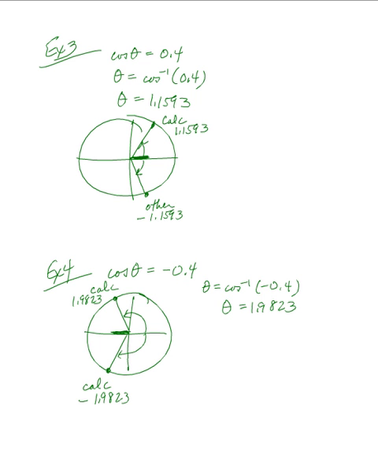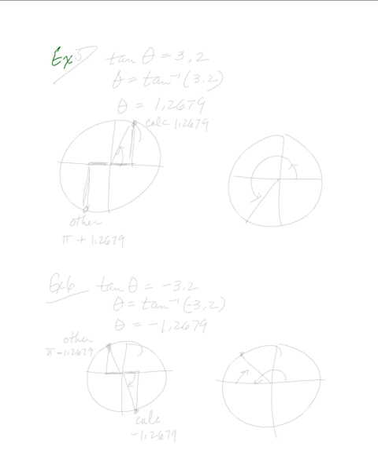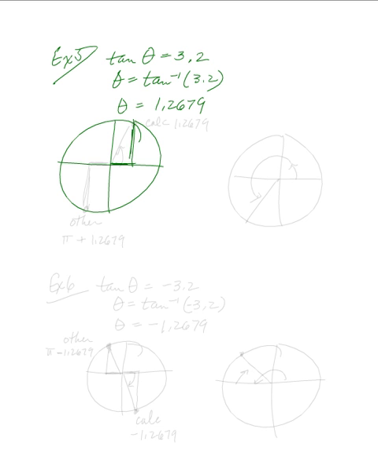And finally, for the tangent. Let's say the tangent of an angle is 3.2. You're looking for the inverse tangent of 3.2. The calculator tells you 1.2679. You know that's because it's positive and positive. So you're here. This is the angle rotation right there. Calculator says 1.2679. So you want the same movements, but negative, negative.